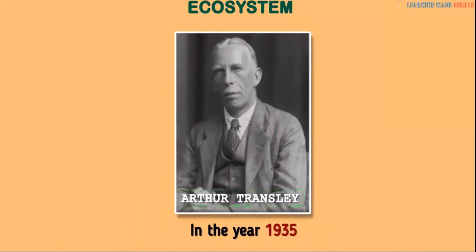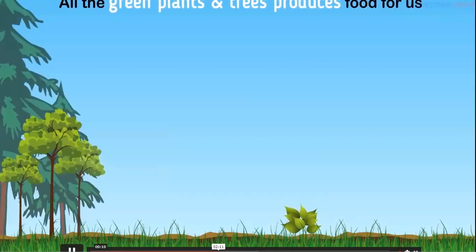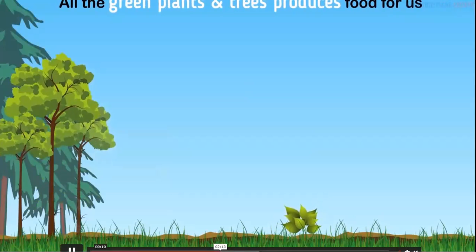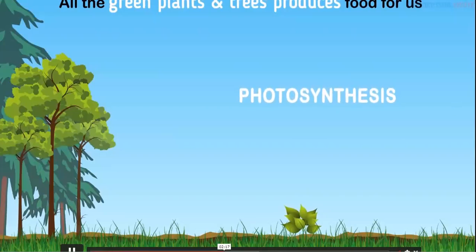Did you know that these ecosystems have organisms arranged in different categories? What do I mean by categories? In nature, do you know we have things which produce food for us? What are those things? Plants, that's right. All the green plants and trees around you produce food for us. They use the process of photosynthesis to grow.